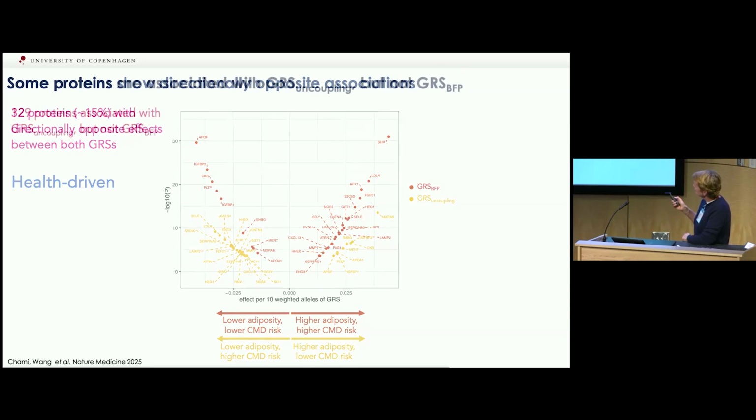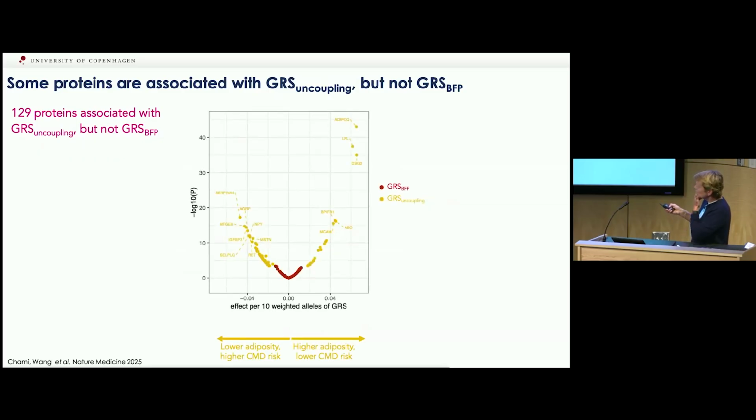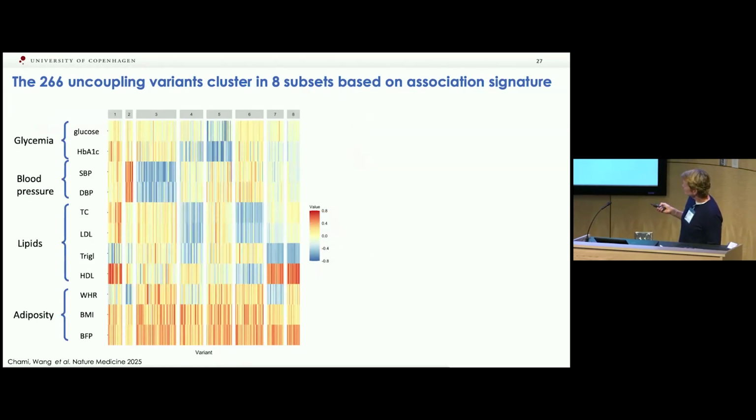And then, going a little faster, there are 129 proteins that only show up for the uncoupling score, even though this uncoupling score has less power than the unhealthy score. We see AdipoQ, as expected, lipoprotein lipase, myostatin. So there are a lot of interesting proteins showing up as associated with either score, telling us more about the biology.